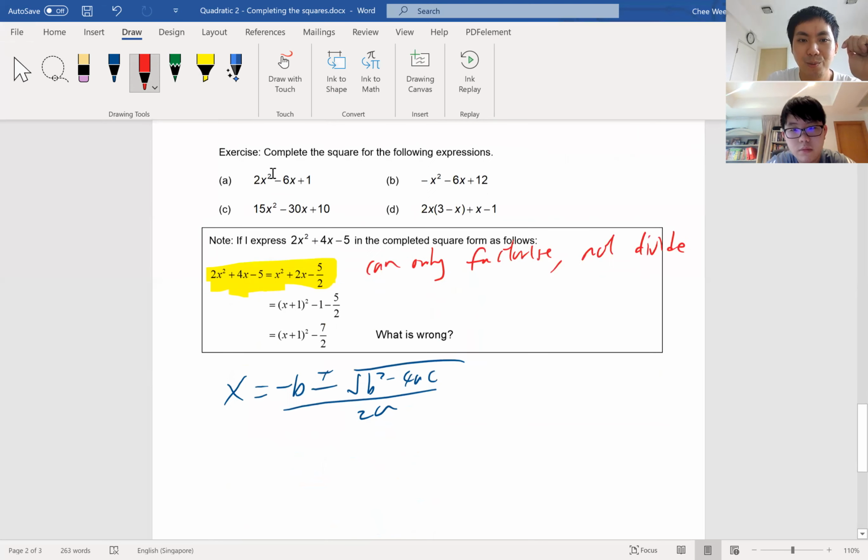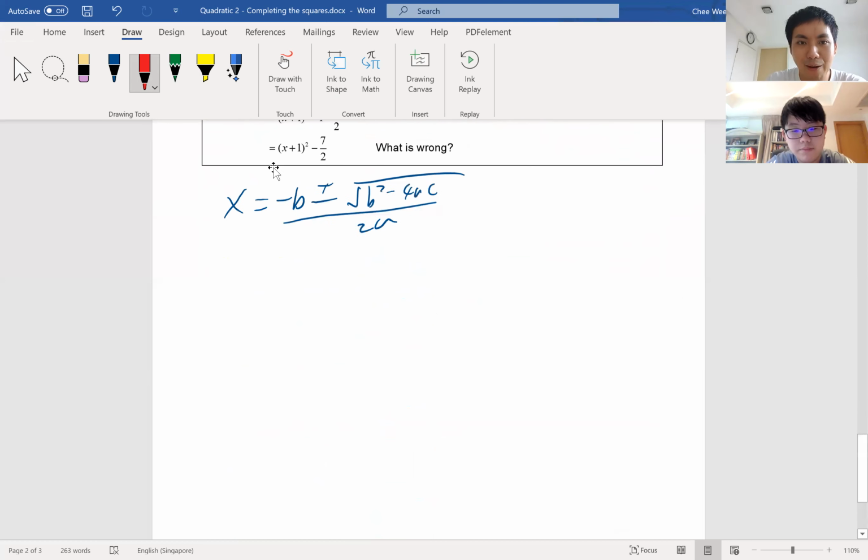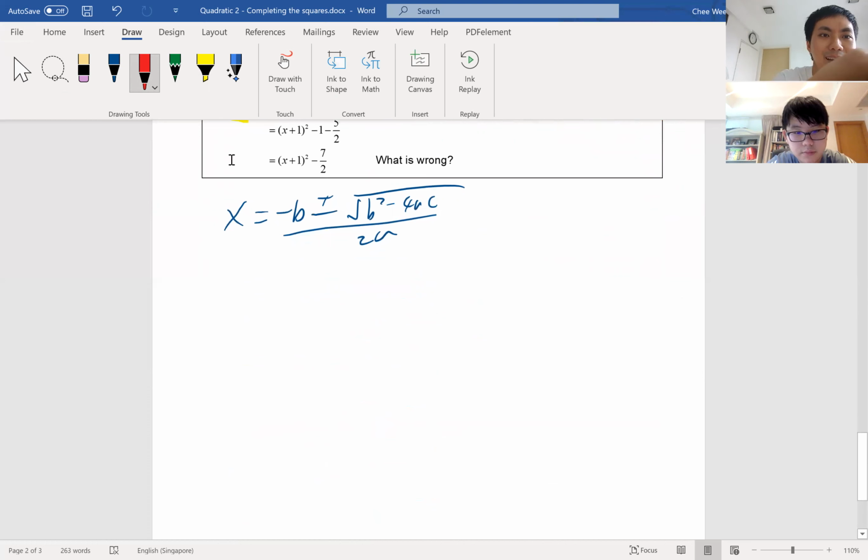Okay, so moving to this one. How to derive the quadratic formula? Let's just say you have ax squared plus bx plus c. I want you to complete the squares on this right now. How will you do it?